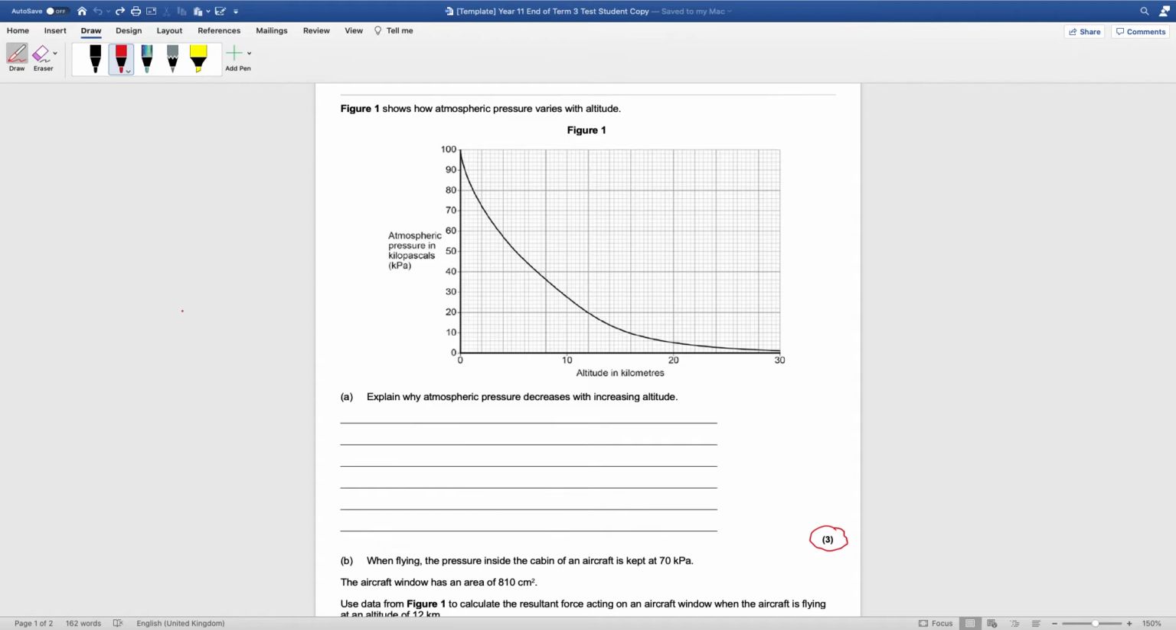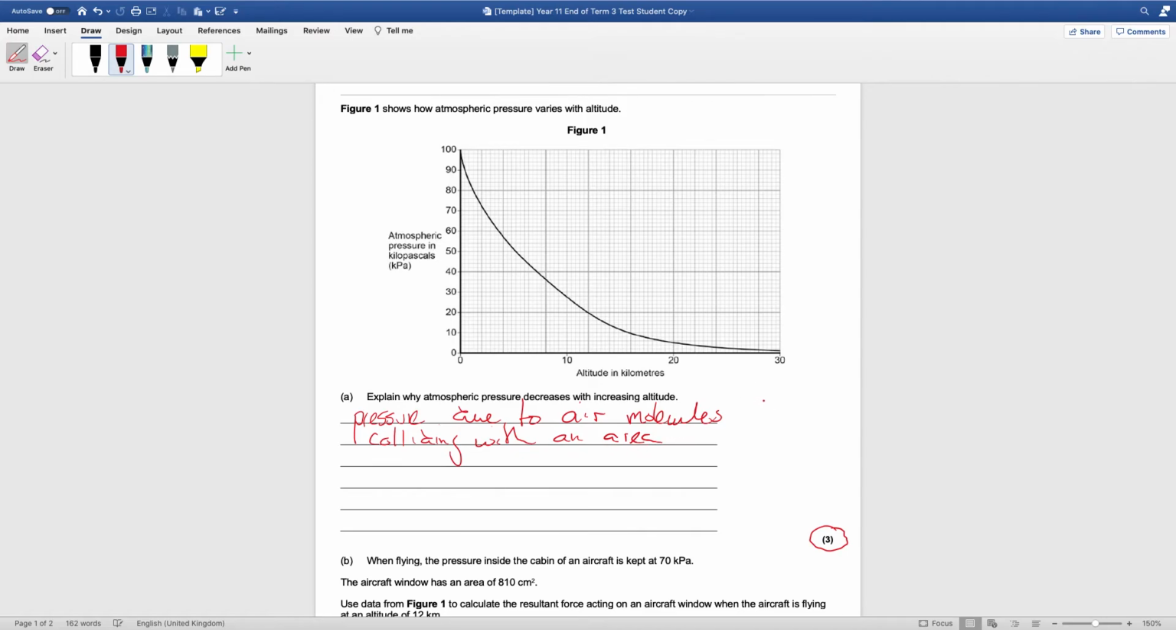So, first point, the pressure is due to air or gas molecules or particles colliding with the surface, with an area, let's say. Now it's important that when you're talking about collisions, you're not talking about collisions with each other.